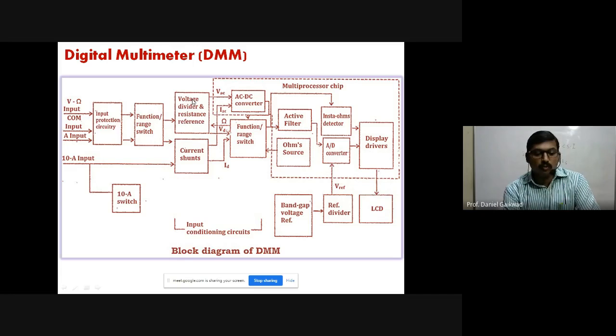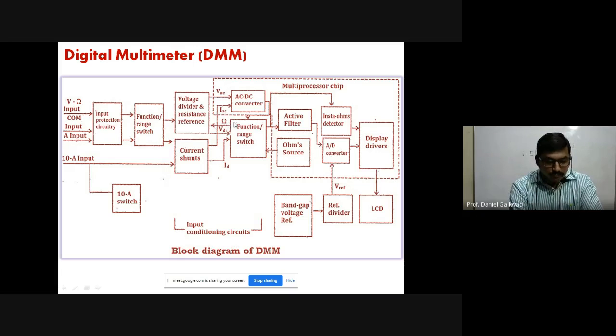Now check carefully. Suppose the voltage is AC. Here the voltage divider again divides the voltage VAC. VAC is converted into DC by the AC to DC converter, and from there we again have the block called the active filter, and from that filter it is connected to the A to D converter, and then the converted digital input is connected to the display drivers. Display drivers drive the liquid crystal display here. So this will be for VAC and VDC voltage.